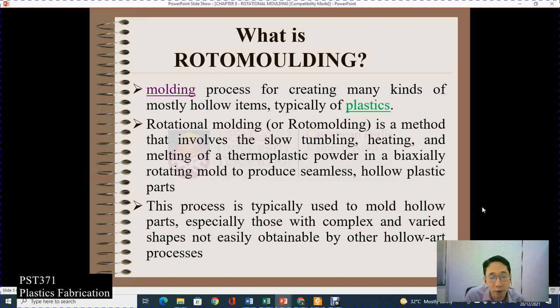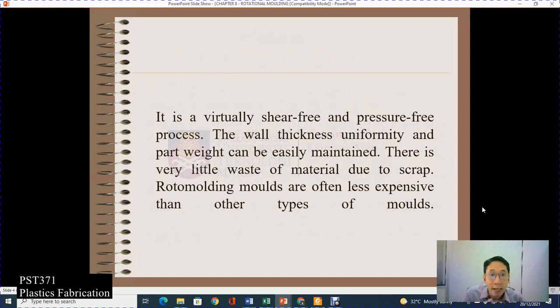Some techniques might have difficulty producing hollow parts. So we can consider using rotational molding for producing hollow parts with complex shapes and designs. It is a virtually shear-free and pressure-free process. The wall thickness uniformity and part weight can easily be maintained. There is very little waste of material due to scraps. Rotomolds are often less expensive than other types of molds.